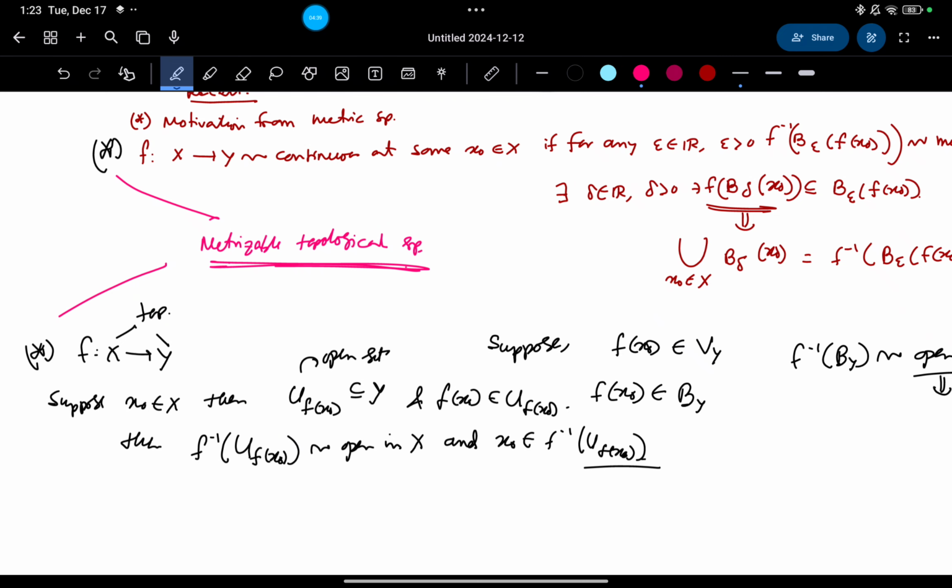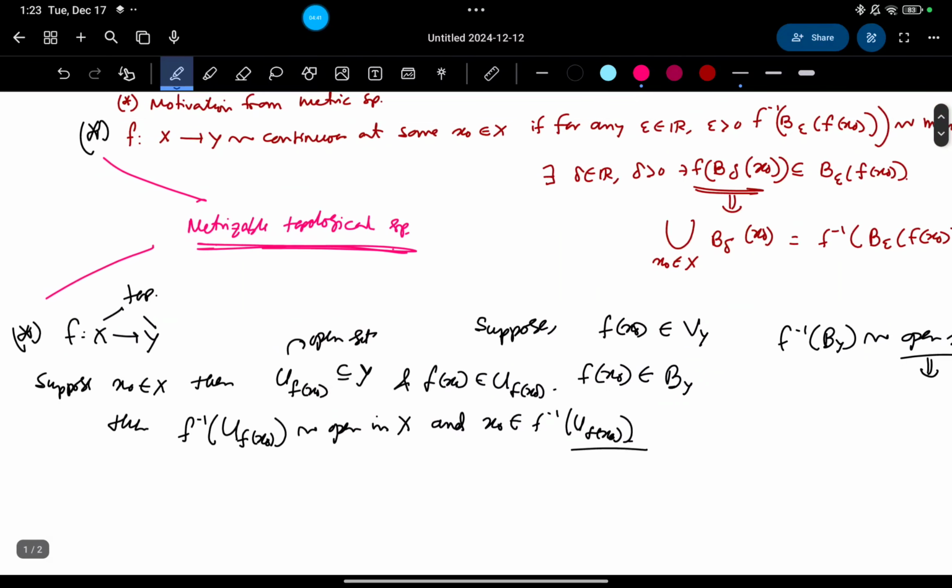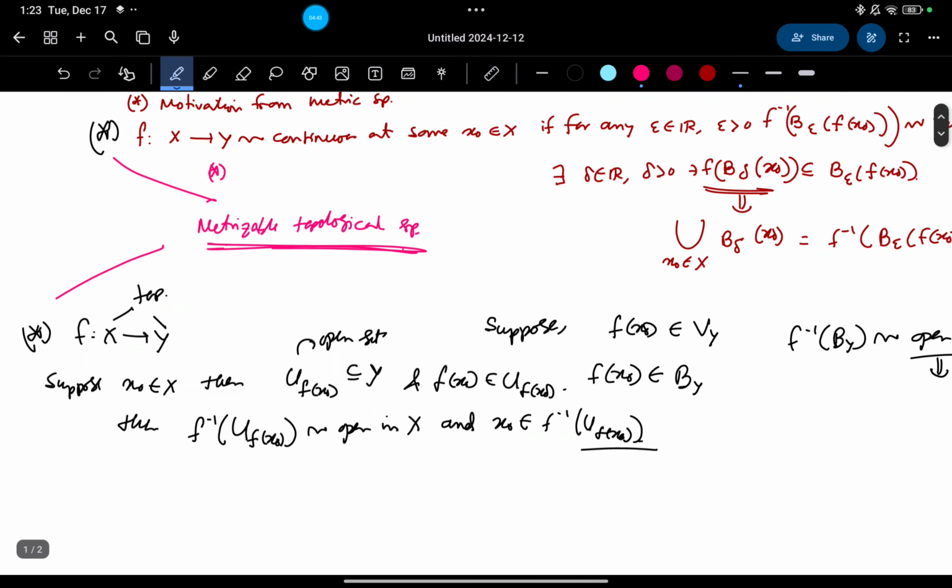So you see one thing, okay, and if f is continuous at each x belonging to X, then f is continuous on the entire X.